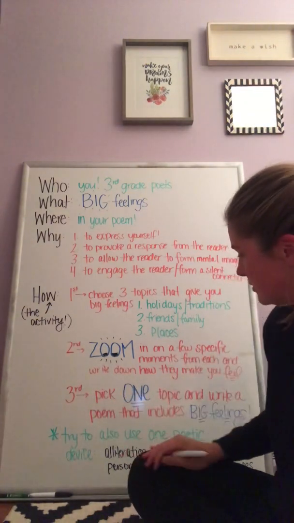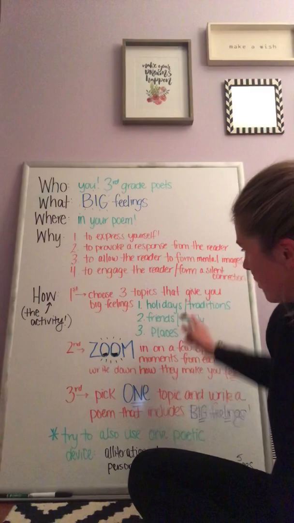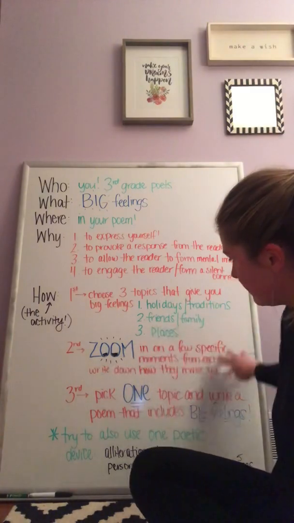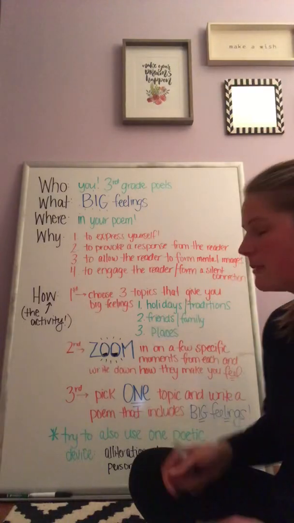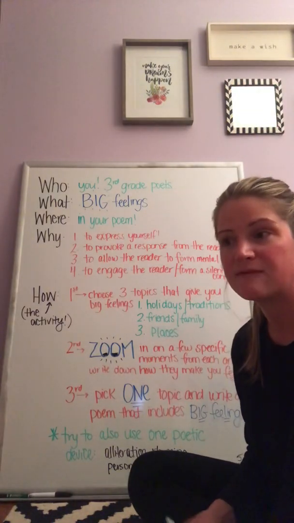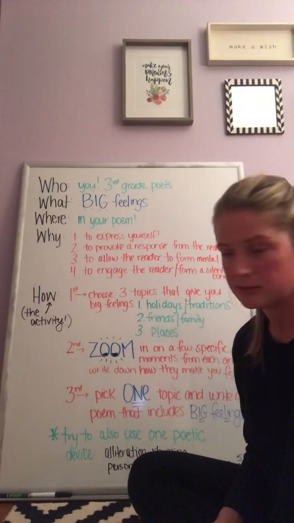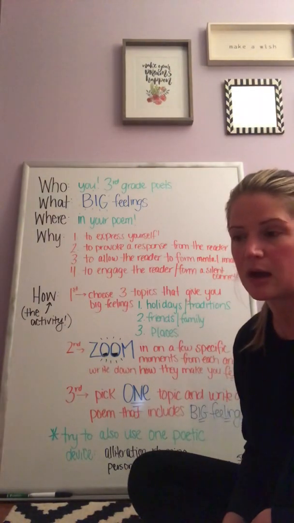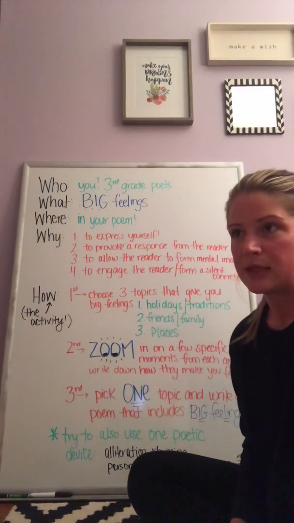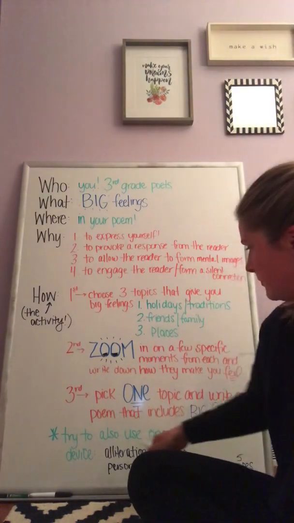And the third step is you're going to pick one topic, one of the 3. You're going to use all of these details that you did in step 2 to write a poem. You want to make sure that your poem conveys the feelings that you feel. Once again, those big feelings. We really want to make sure that those are being really put on display in your writing.